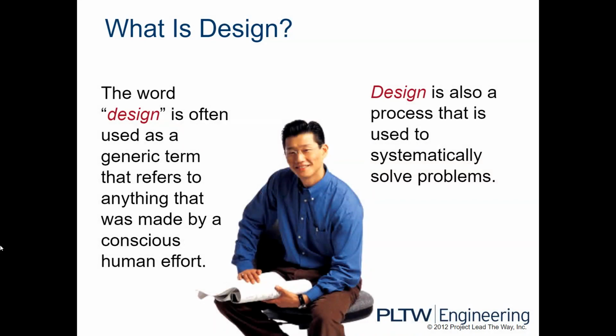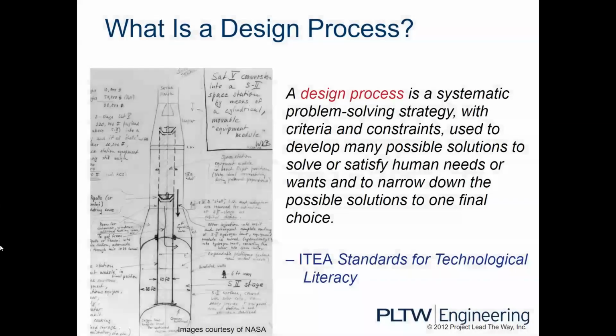Starting off with what is design, the word design is often used as a generic term that refers to anything that was made by a conscious human effort. Design is also a process that is used to systematically solve problems. As defined by the ITEA Standards for Technological Literacy, a design process is a systematic problem-solving strategy with criteria and constraints used to develop many possible solutions in order to solve or satisfy human needs or wants and to narrow down the possible solutions to one final choice.